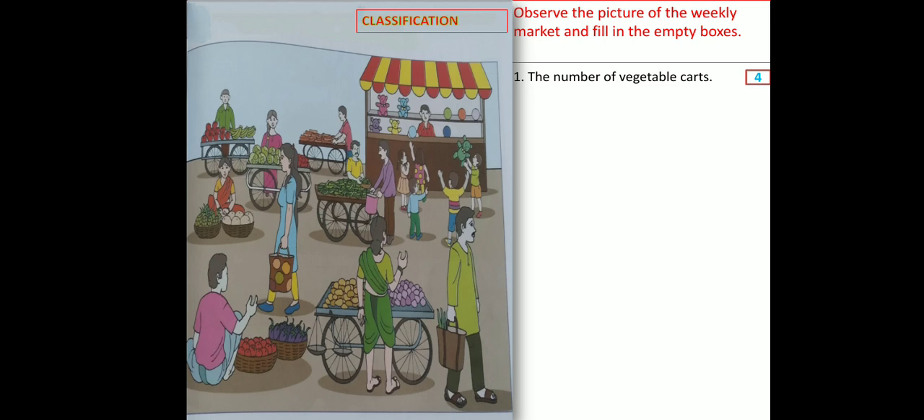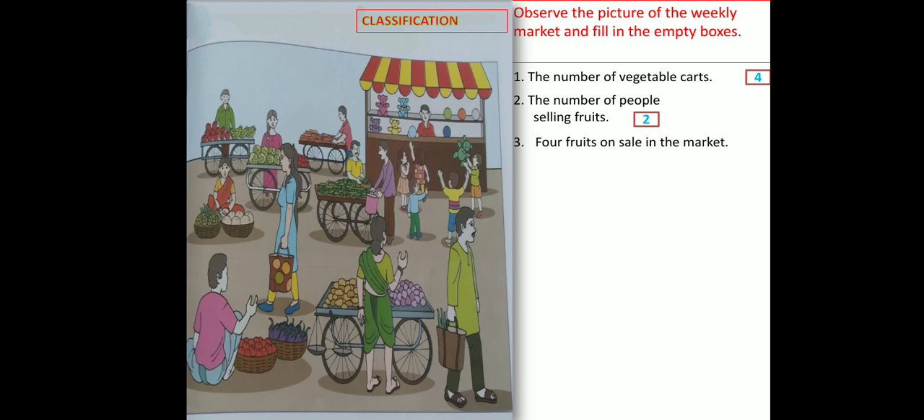The next question, the number of people selling fruits. So, as we earlier said, there's one cart with fruits and there's one woman selling fruits into the baskets. The people who are selling fruits and vegetables here are called hawkers. So, we have got 2 hawkers selling fruits. So, our answer will be 2.